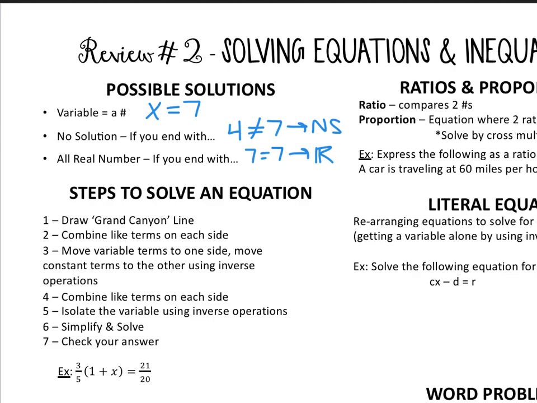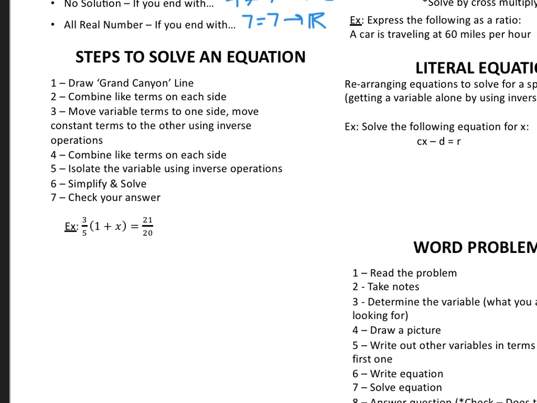Next, we're going to look at the steps to solving an equation. First, you draw the Grand Canyon line down. You're going to combine like terms on each side. You would move the variable terms to one side and the constant terms to the other using inverse operations and the properties of equality. You're going to combine like terms on each side, isolate the variable by using inverse operations again, and then you're going to simplify and solve. And you always want to make sure you check your answer.